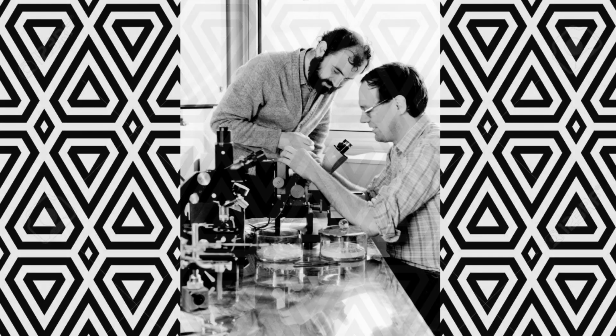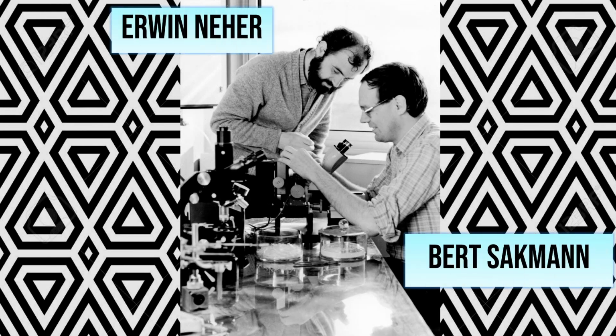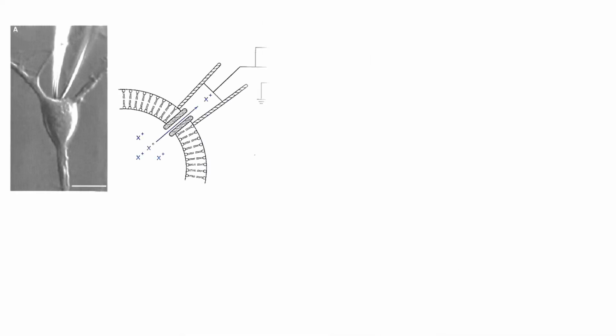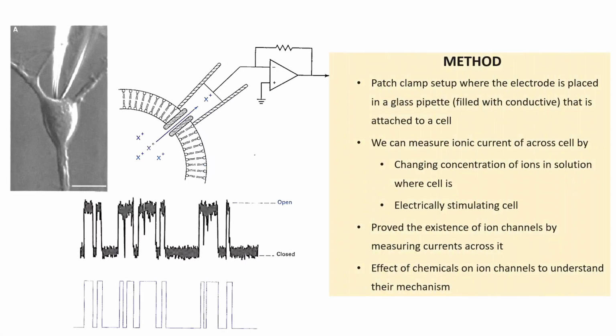So now let's move forward to our next scientists. They were Erwin Neher and Bert Sakmann. Okay. So their main contribution was creating the patch clamp technique, and it works as follows. In their method, they placed an electrode inside a glass pipette, a very narrow tube of glass, and filled it with saline solution so that it could conduct electricity. And the tube was so narrow that it could attach to a specific part of the cell.